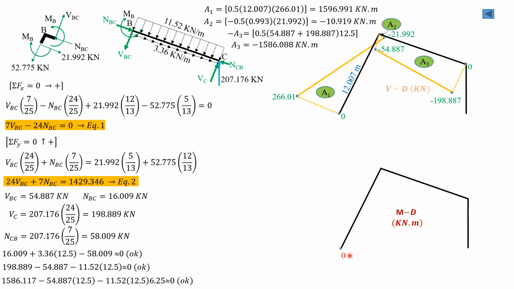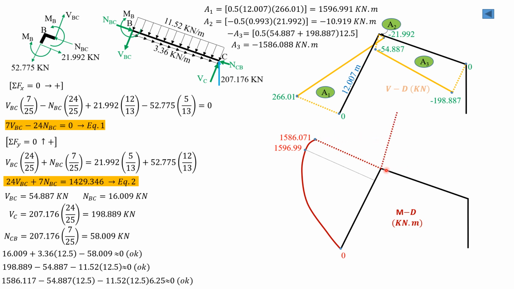So let's now construct the moment diagram. The moment at A is 0 plus area 1, which is positive, decreasing. So it looks like that. 1596.991. Then minus area 2, 10.919. So that gives us moment at B, which was 1586.071. So the discrepancy, which is very small, is due to rounding off of this distance and the calculation of areas. So as a result, there's a little discrepancy, which is acceptable because that's very small.